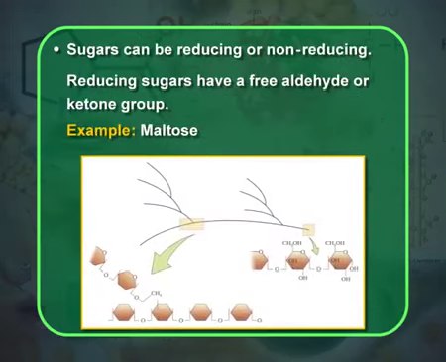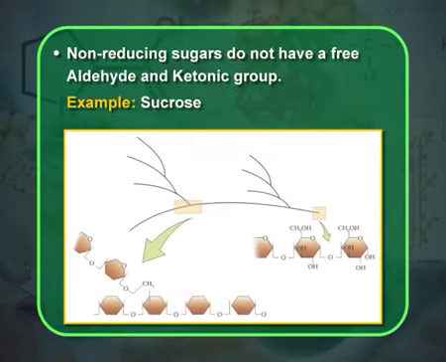Sugars can be reducing or non-reducing. Now what do we mean by reducing or non-reducing? Reducing sugars have a free aldehyde or ketone group, for example maltose, and non-reducing sugars do not have this free aldehyde or ketone group, and the example for this is sucrose.